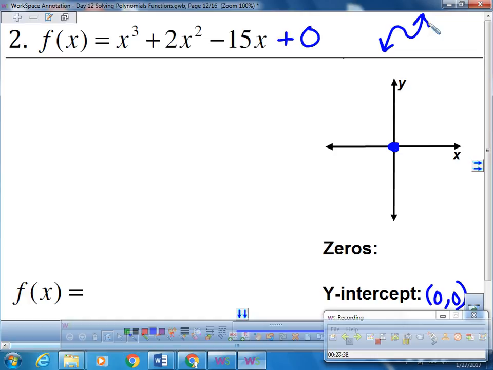Can you pull out a GCF? You could pull out an X. You don't have to, but you could, right? Isn't that our number 1 go-to with everything when we're factoring or trying to find factors? If you can pull out a GCF, that's your best bet. So I'm going to pull out a GCF. When I pull out a GCF, I have x. What's remaining? x squared plus 2x minus 15.